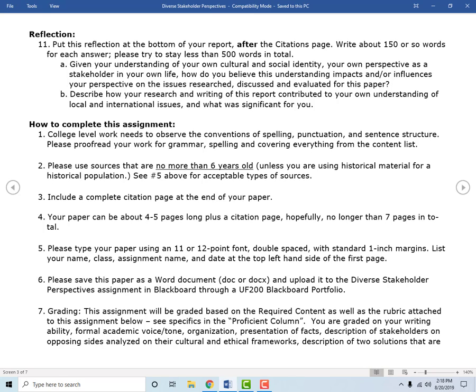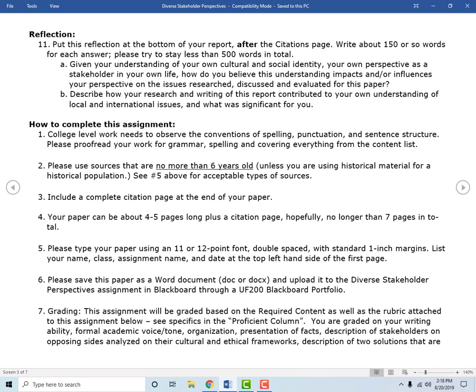A. Given your understanding of your own cultural and social identity, your own perspective as a stakeholder in your own life, how do you believe this understanding impacts or influences your perspective on the issues that you researched, discussed, and evaluated for this paper? B. Describe how your research and writing of this report contributed to your own understanding of local and international issues and what was significant for you.